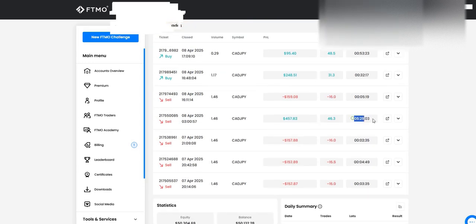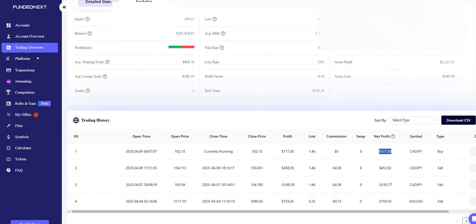Now this one here took 5 hours. I don't want to enter a trade that takes me 5 hours. When I entered the trade, it took 3 minutes for me to lose, 4 minutes to lose, 2 minutes to lose, but 5 hours for me to win. That is a bit too much. And then we have 5 minutes to lose. Now we got a trade which is, let's say, 1 hour 30 minutes to win. Okay, fair enough.